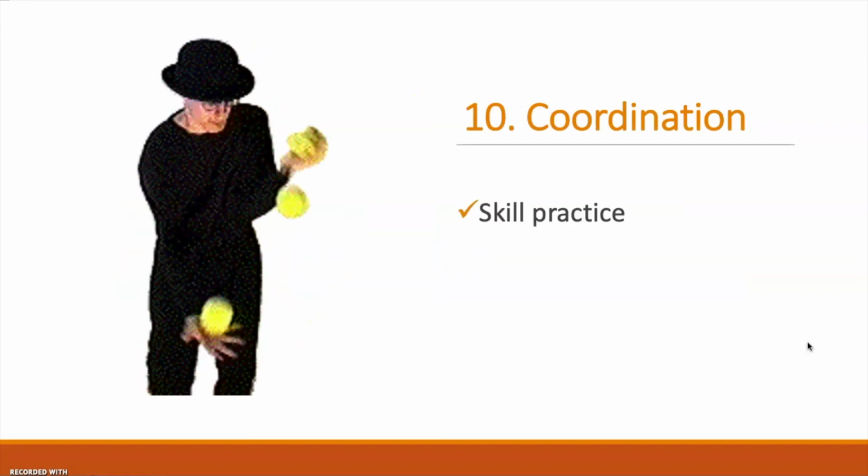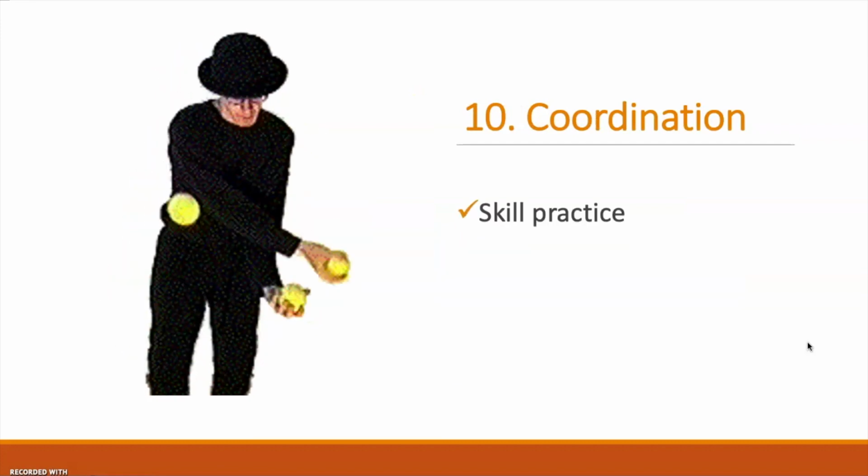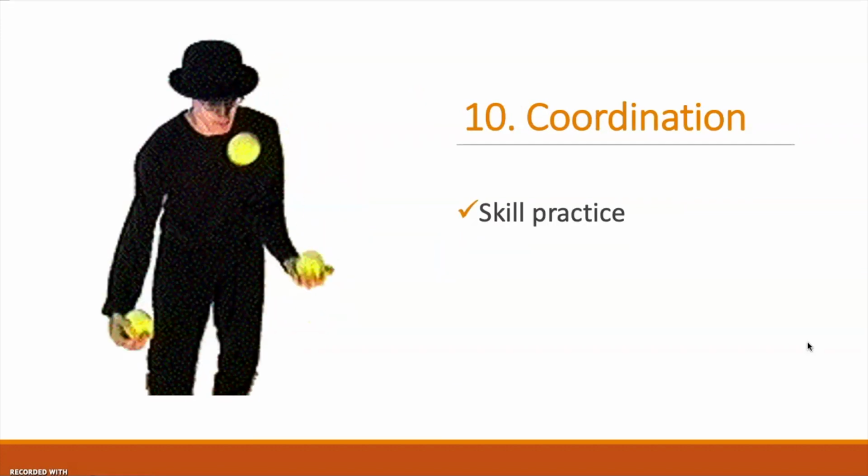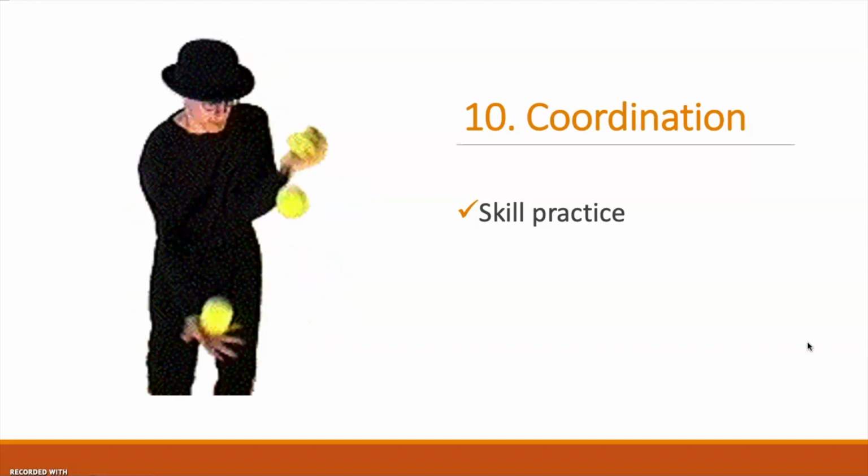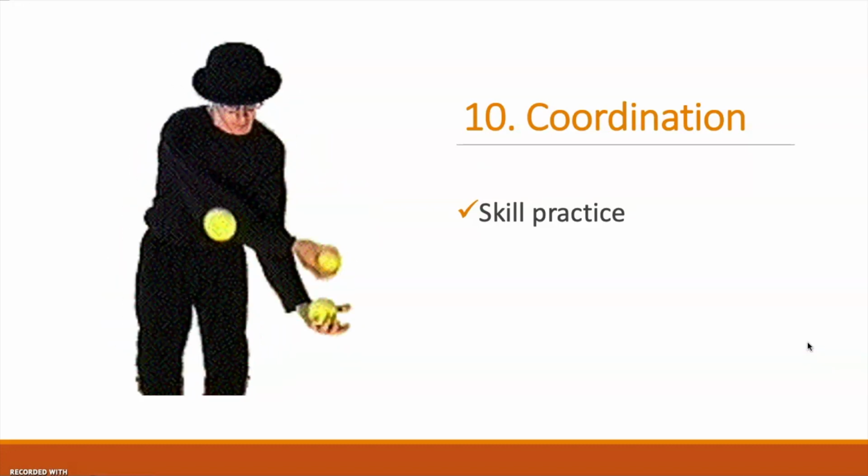Number 10, coordination. This is a little bit different. The best way to improve our coordination is simply to practice the skill over and over again. This is very specific and requires hours and hours of practice.